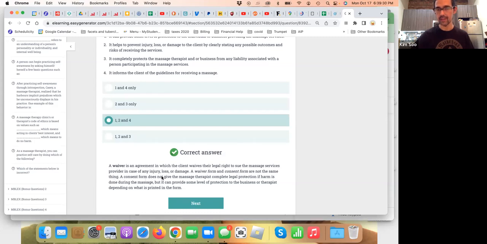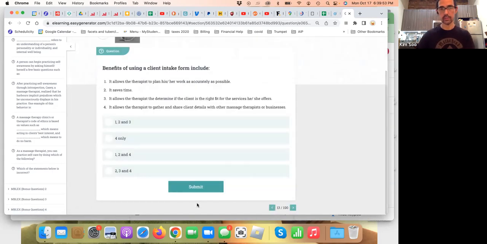A consent form does not give the massage therapist complete legal protection if harm is done during the massage. That's in reference to number 3. But it can provide some level of protection to the business or therapist depending on what is in the printed form. Do we have any questions about that before we move on? I hope not. Great. Okay, so next question.